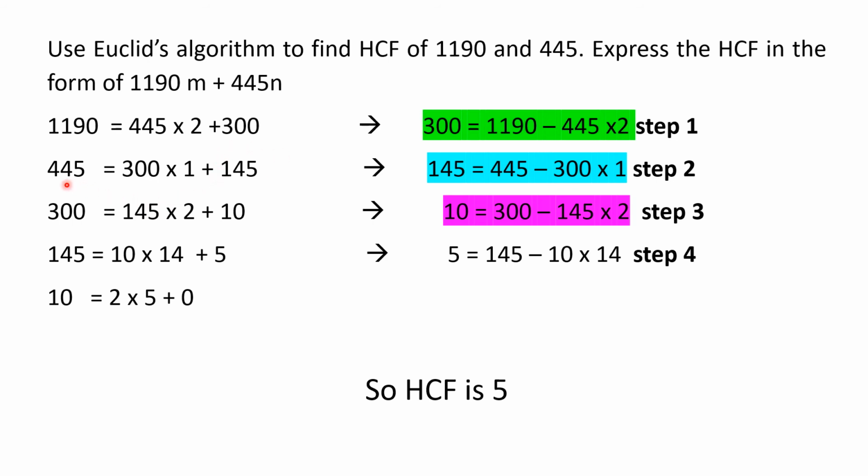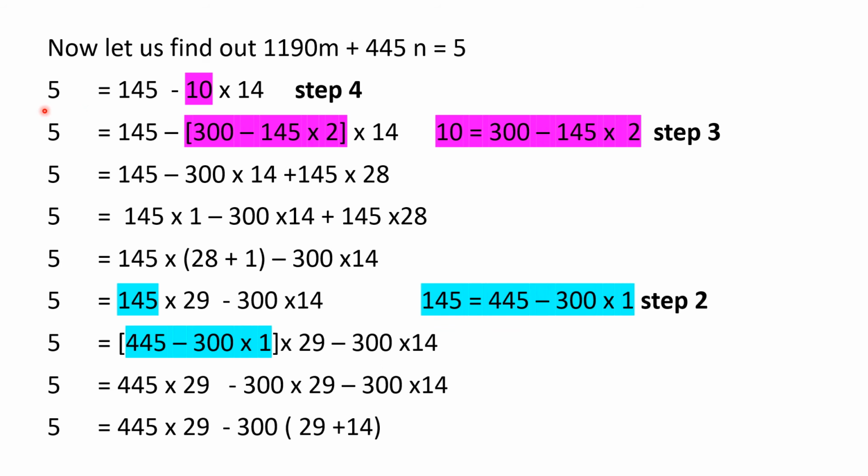145 equal to 445 minus 300 into 1. Then the next step will be 300 equal to 1190 minus 445 into 2. See, these are all the steps we are going to use. Now see, first 5 equal to 145 minus 10 into 14. This is step 4, right? Now 5 equal to 145 minus 10, and 10 can be written as 300 minus 145 into 2, right? That we are going to write.